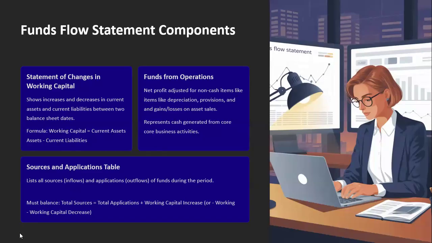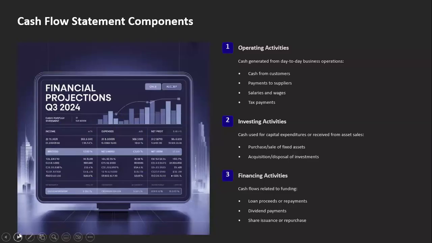Now, let's move further. Cash flow is talking about operational activities. It has three parts: operational, investment, and financing. It is basically talking about the financial position of an organization. So when I say operation, it talks about cash from customers, payment to suppliers, salary, wages, taxes, and so on.